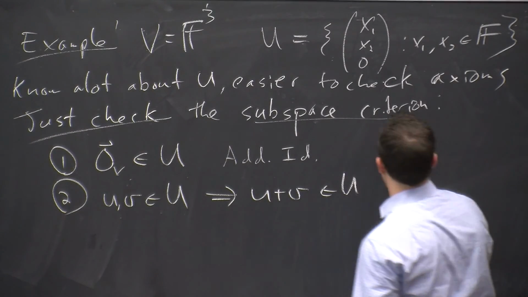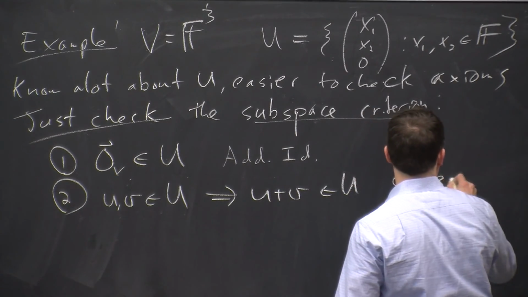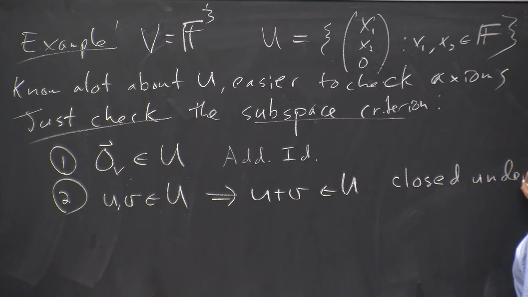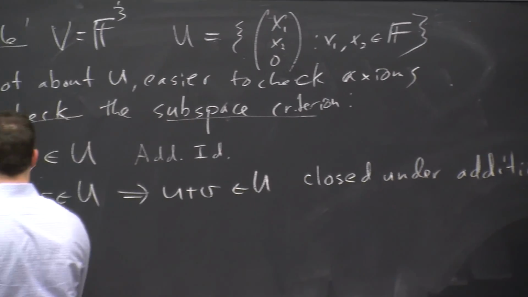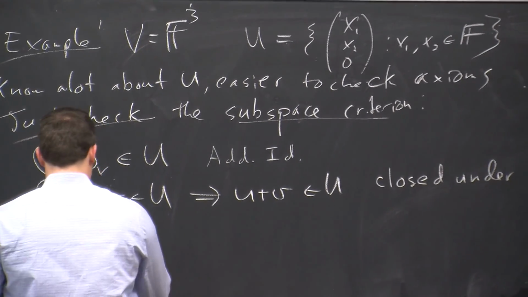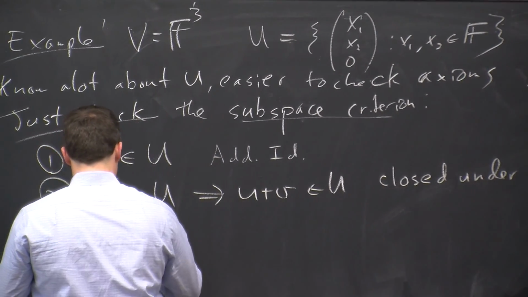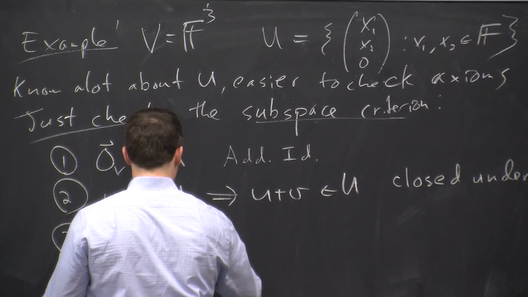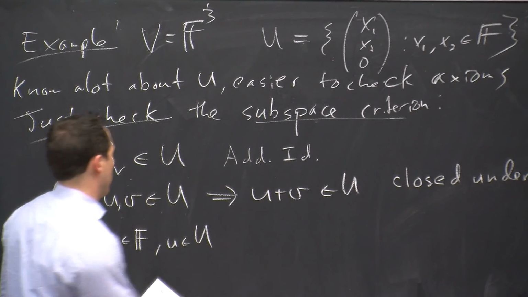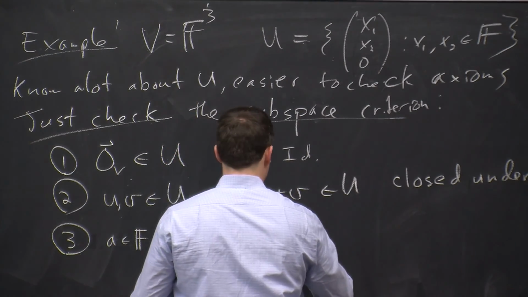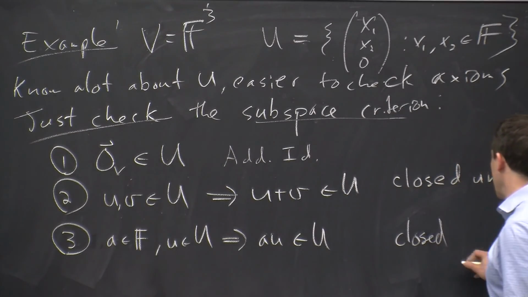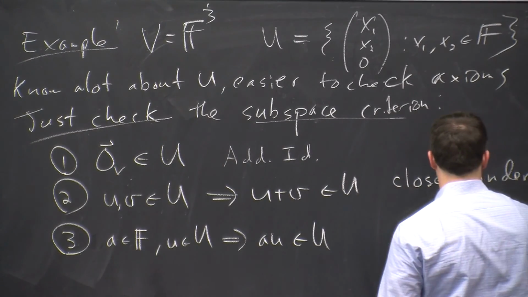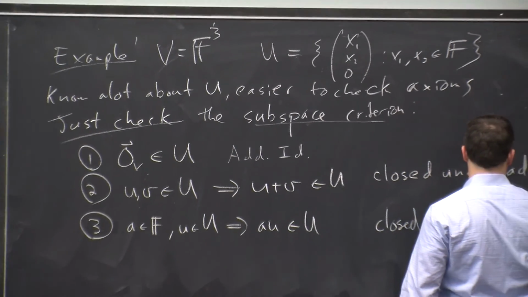And you could think about this property as saying that this subset U is closed under the addition law that it inherits from V. And the third thing that I need to check is that if a is a field element and u is in U, then au is also in U. And analogously, we say this means that it is closed under scalar multiplication.